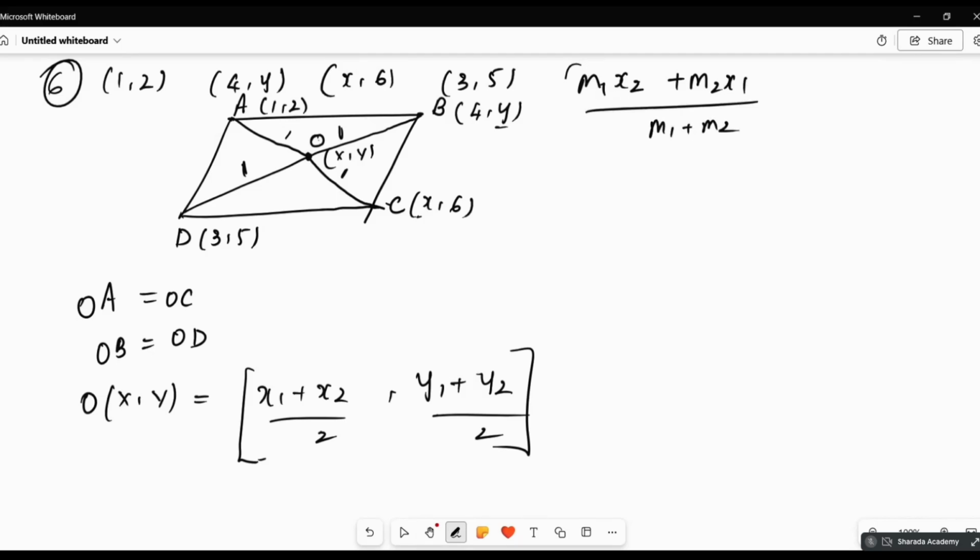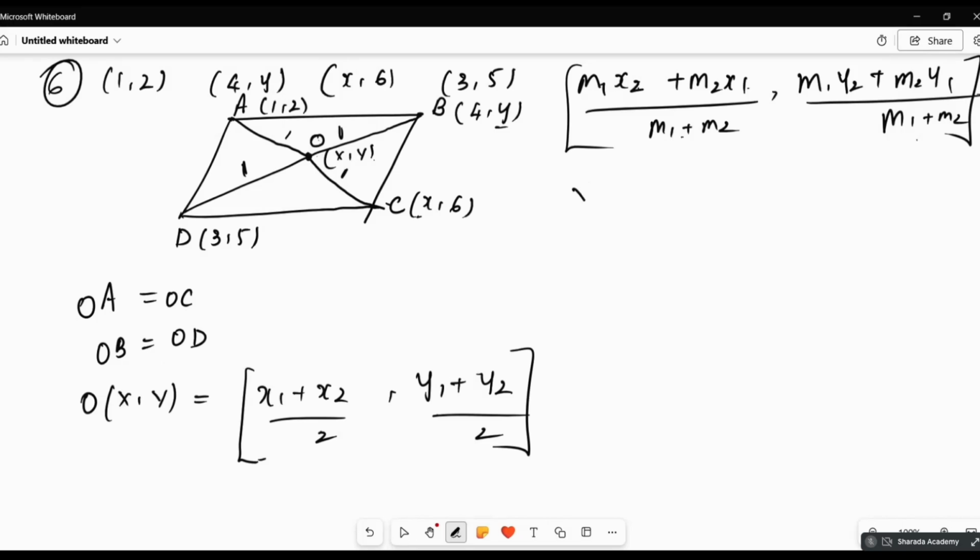Okay. So here we have (m1 y2 + m2 y1) divided by (m1 + m2). Now, since it is divided in a 1:1 ratio, m1 and m2 are both equal to 1. Then what you will get? (x2 + x1)/2, (y2 + y1)/2. Okay, I can write that. This is point O of x comma y.